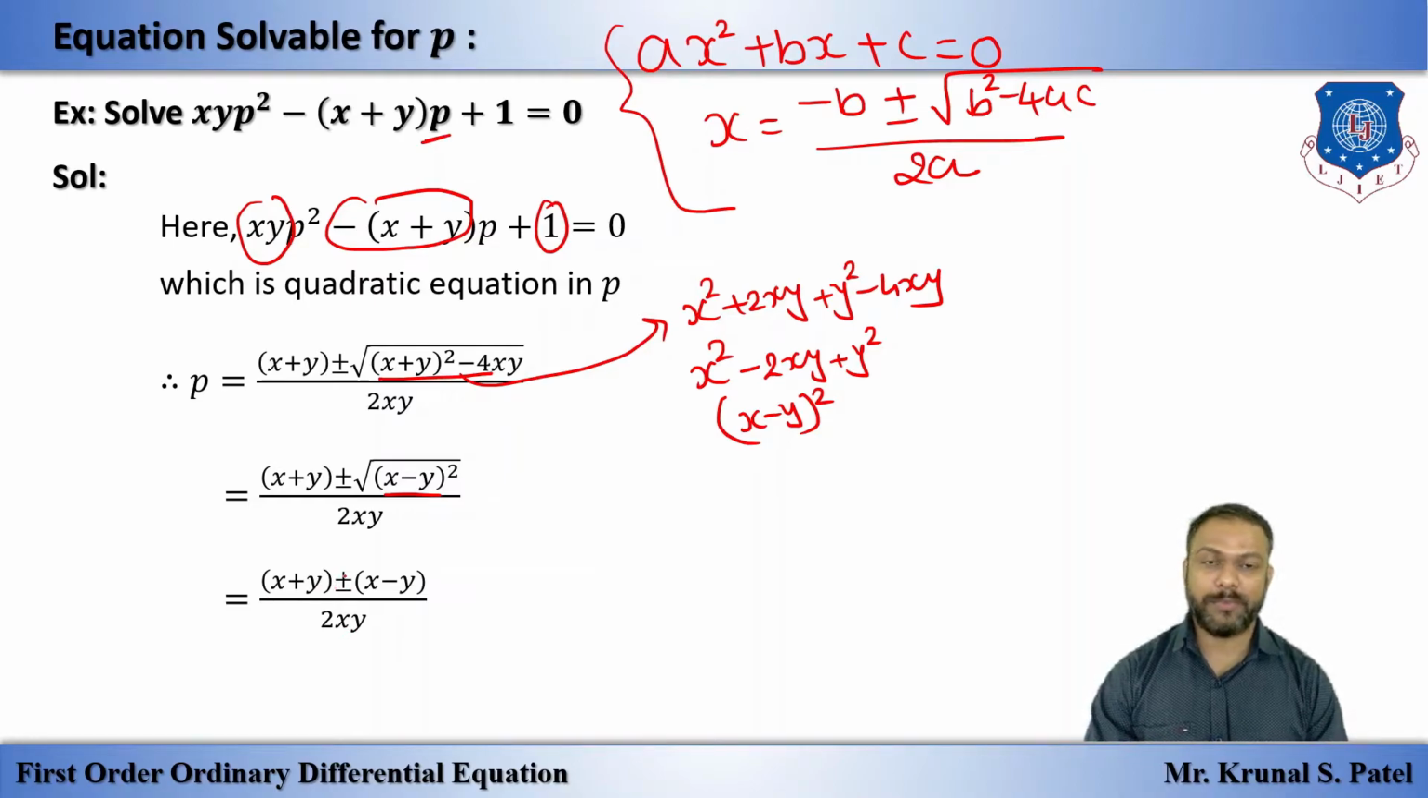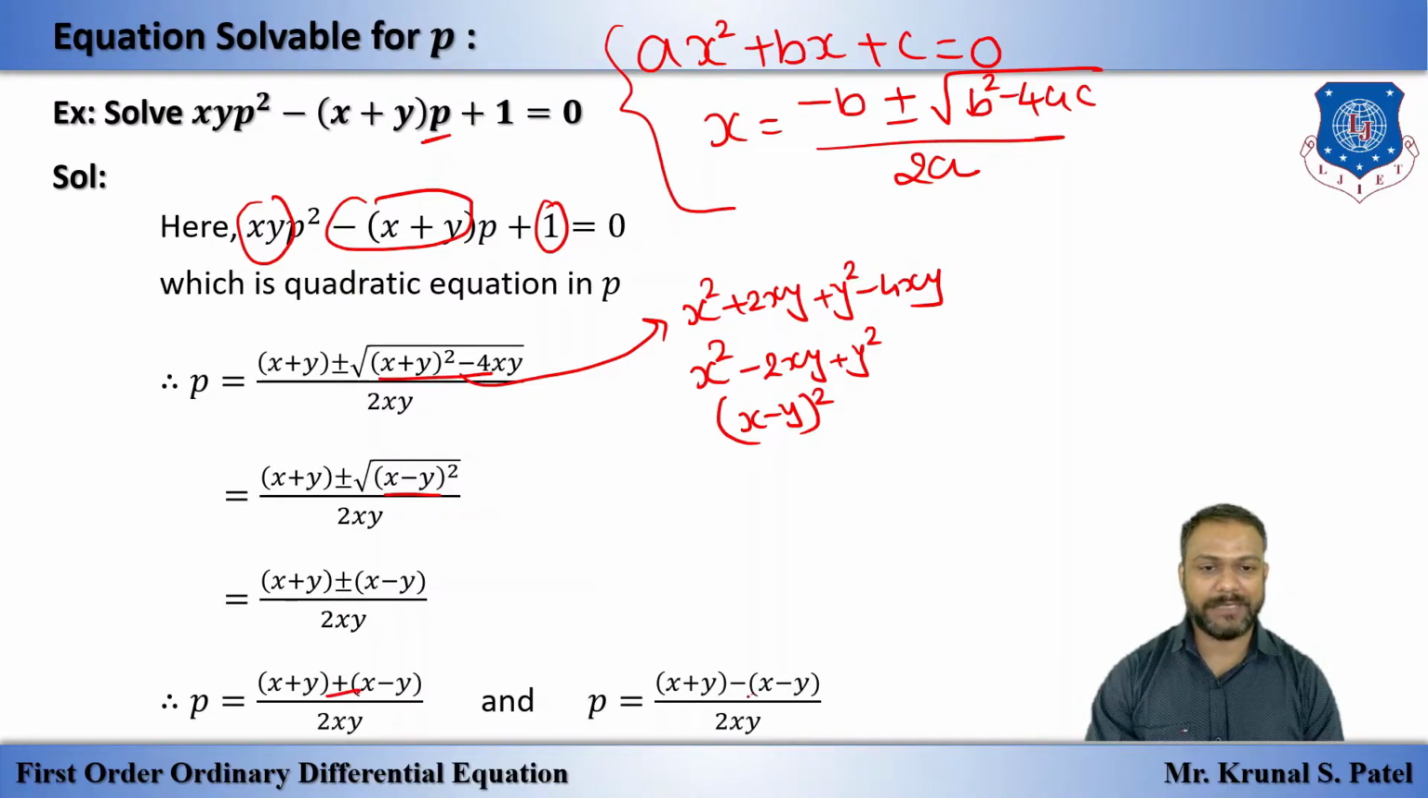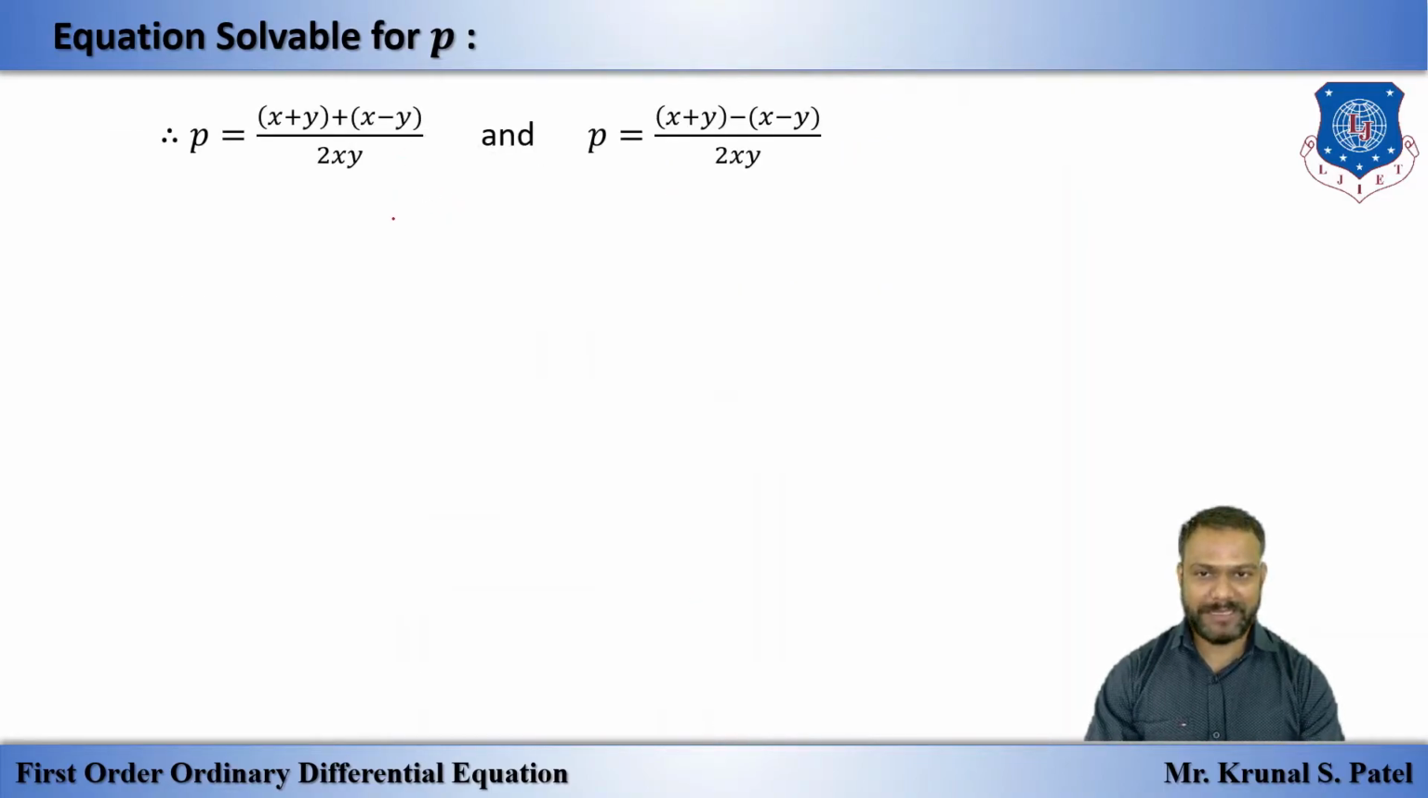Now we have two answers, plus and minus. So we can separate them: p is equal to one time plus and the second time minus. So we have two solutions of p. If we have p cube, then we will get three factors or three solutions. By simplifying this, we can cancel out y and we have 2x upon 2xy, and expanding the other, minus x plus y, so x will be cancelled out, so we have 2y upon 2xy. By simplifying this, we get p is equal to 1 by y and 1 by x.